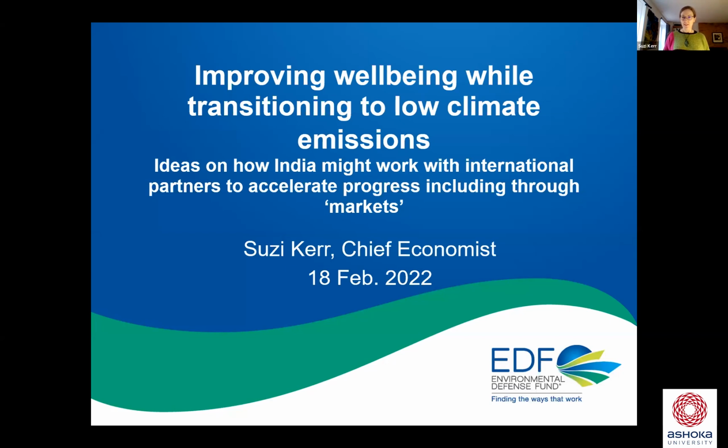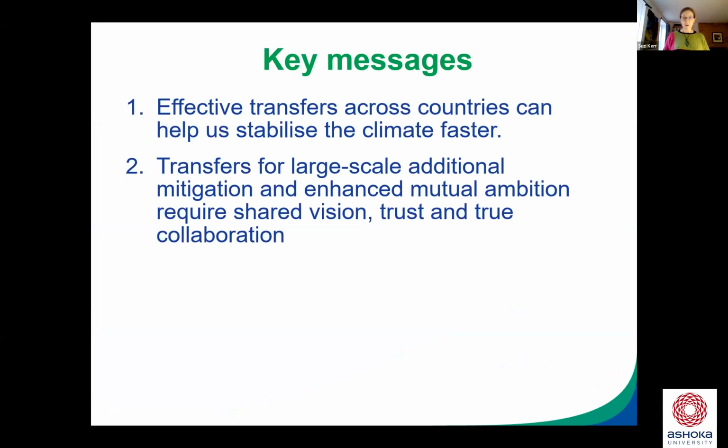I hope that this can add some ideas on some positive ways forward on top of what has already been suggested by Jing and by Som. So the key messages that I'd like you to take away are that if we can get effective transfers of resources and mitigation across countries, that can help us stabilize the climate faster. And as Som has made very clear, and Jing, that's going to be a really big challenge.